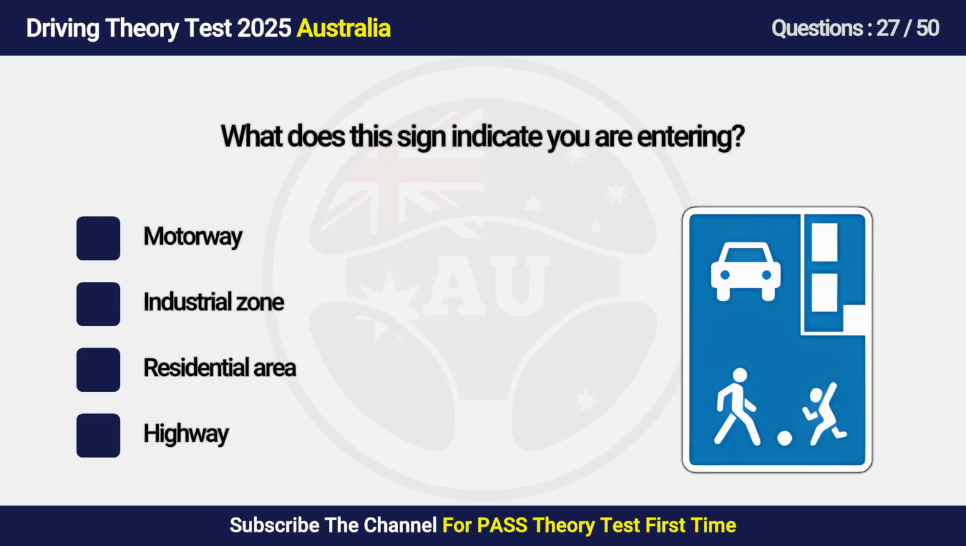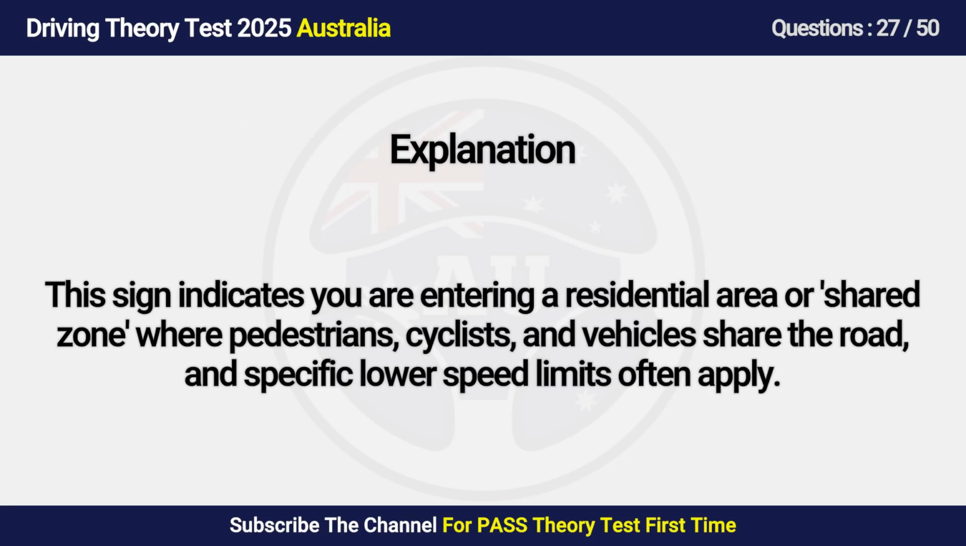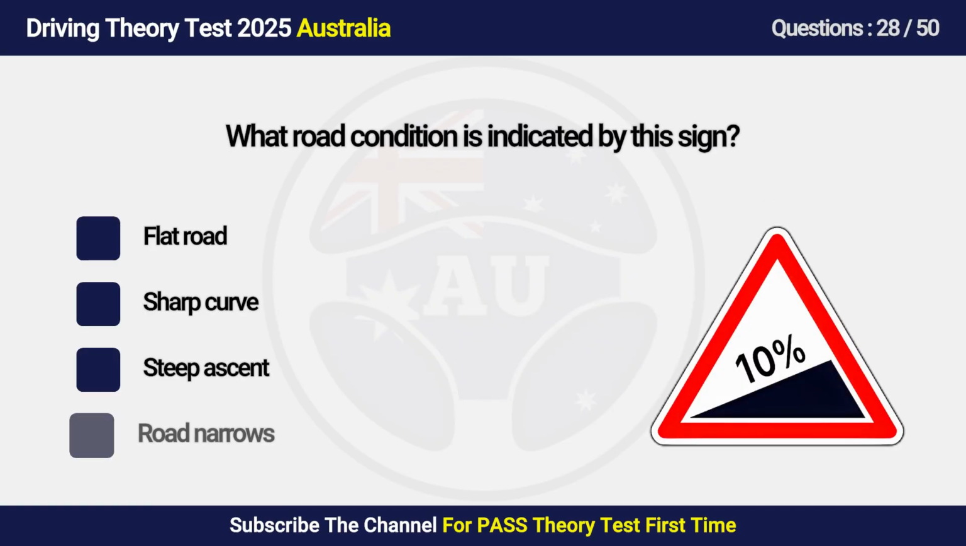A. Motorway. B. Industrial zone. C. Residential area. D. Highway. Answer is C. Residential area. This sign indicates you are entering a residential area or shared zone where pedestrians, cyclists, and vehicles share the road, and specific lower speed limits often apply. Question 28. What road condition is indicated by this sign?